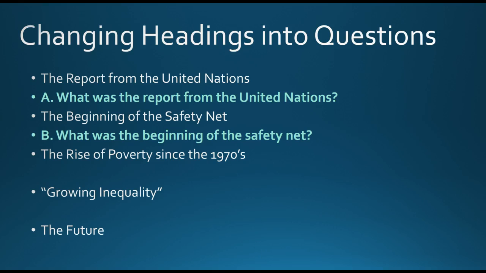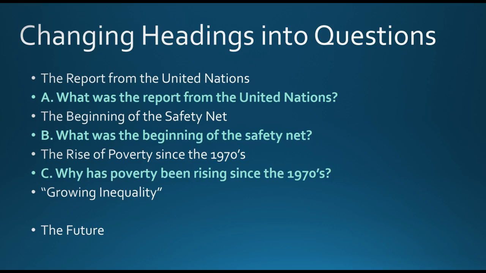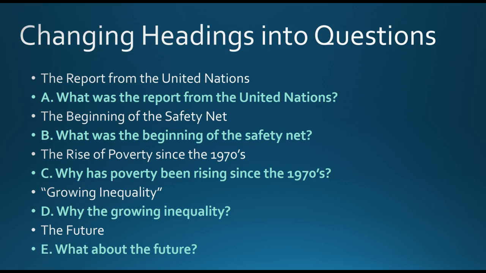What was the beginning of the safety net? Why the rise of poverty since the 1970s? Why the growing inequality? What about the future? And so as we're reading this article, remember it's survey, question, and then read. I want you to highlight the article and keep in mind these questions that you have for each heading. So go ahead and annotate the article, add notes to it, underline, highlight, whatever you feel most comfortable with, and then come back to the video and we'll continue to discuss how to continue the SQ4R.